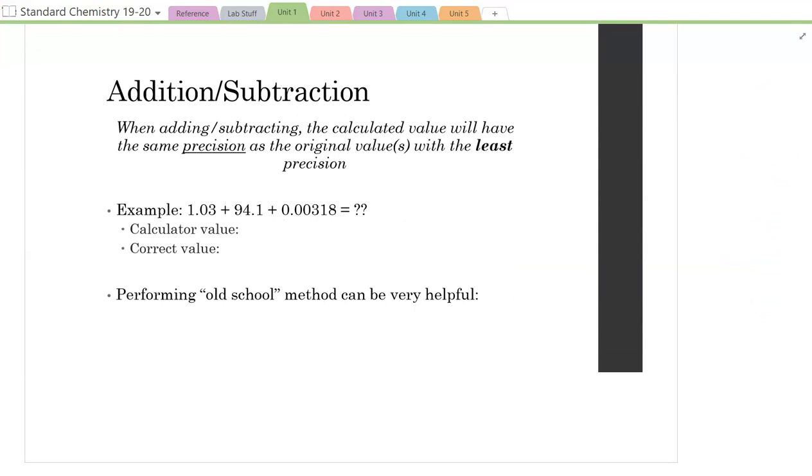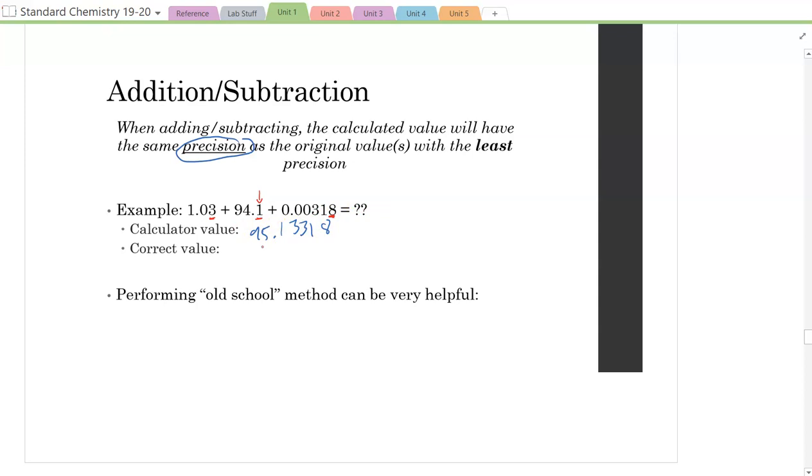Now, these rules right here have slightly nuanced terminology that's different, but it's important. For addition and subtraction, your final calculated value is going to have the same precision as the original value with the least precision. Precision, if you remember, is about the number of decimal places. Which one has the fewest decimal places? In this case, my example is 1.03, 94.1, 0.00318, and your calculator will give you 95.13318. Now, this is not the final answer I can report. This is just what my calculator gives me.